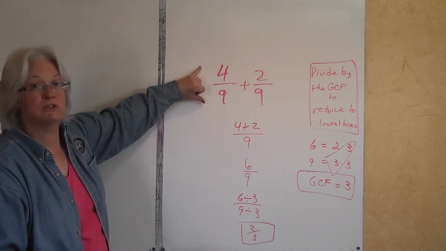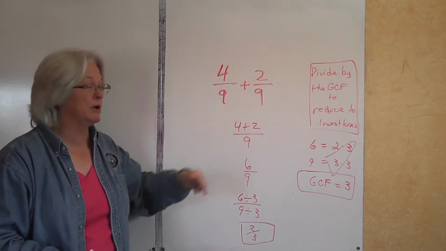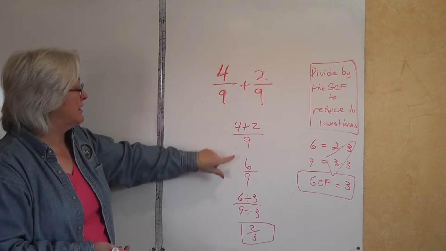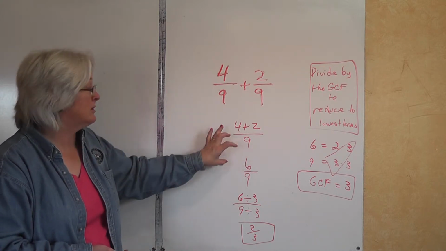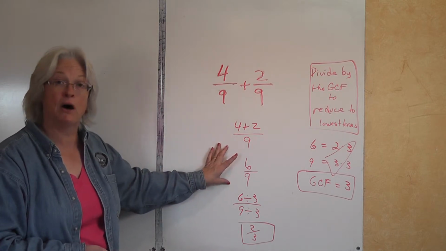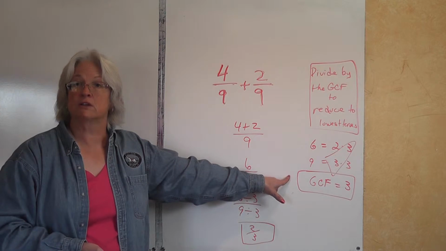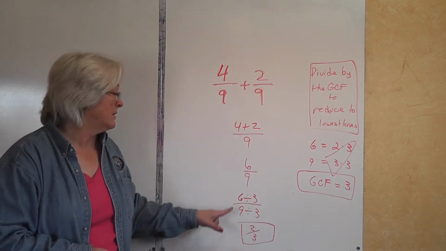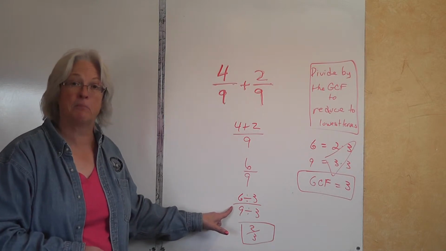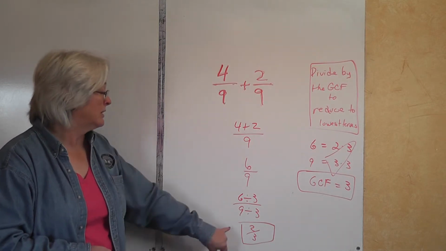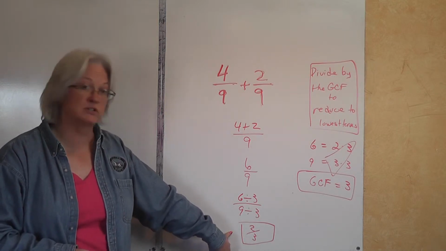When you add fractions together with like denominators, add the numerators. If the fraction that results when you add the two together is not reduced to lowest terms, figure out what your greatest common factor is, divide the numerator and the denominator by that greatest common factor. That will always give you your reduced to lowest terms fraction.